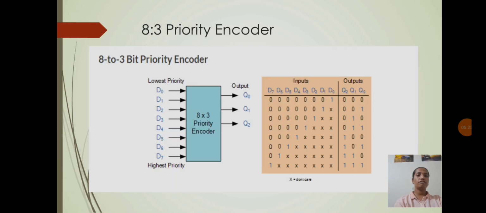As shown in the figure, it is the circuit diagram of the 8:3 priority encoder. It has 8 inputs, D0, D1, D2, D3, D4, D5, D6 and D7, and it has 3 outputs, Q0, Q1, Q2. Let us understand the truth table with an example.